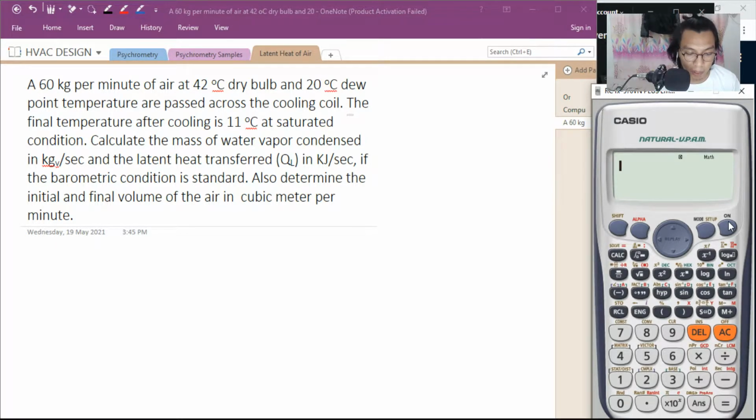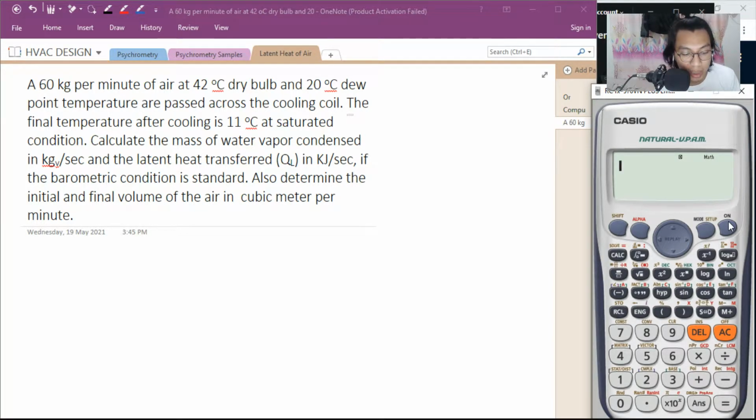A 60 kilogram air per minute, so flow, yan, mass flow ng air, at 42 degrees dry bulb and 20 degrees dew point temperature are passed across a cooling coil. The final temperature after the cooling coil is 11 degrees Celsius at saturated condition. So, wala kang ibang content dyan. Saturated siya. 100% ang kanyang RH. Ibig sabihin, kapag sinaturate mo siya, 100% ang kanyang RH.